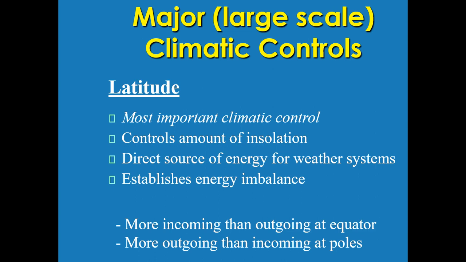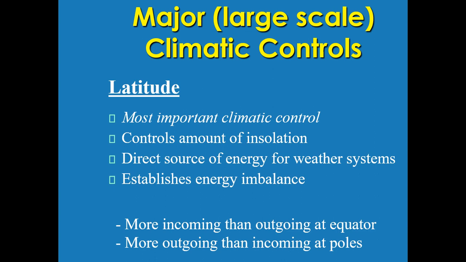So latitude has a very significant role in the amount of incoming solar radiation a specific area receives. Additionally, latitude is the direct source of energy for weather systems. For example, in the mid-latitudes between 30 degrees north and 60 degrees north, that's where we typically see a lot of changeable weather and storm systems, high pressure systems as well.